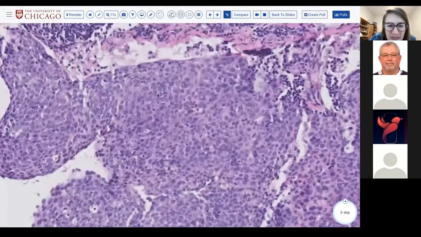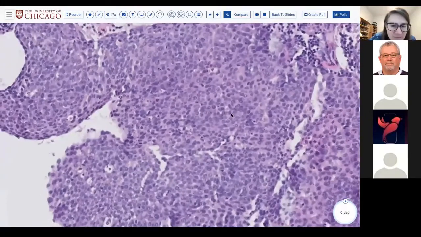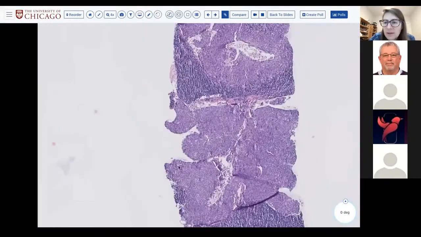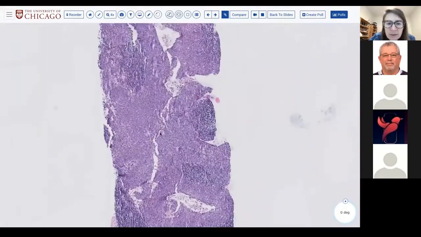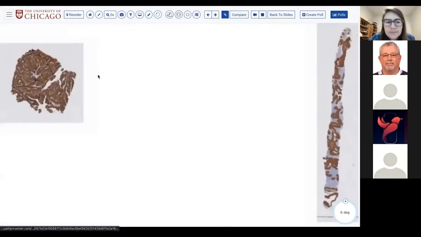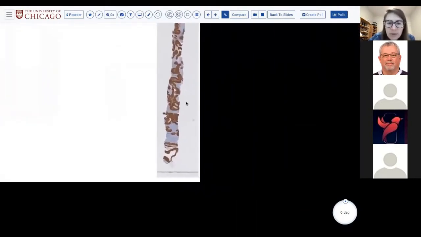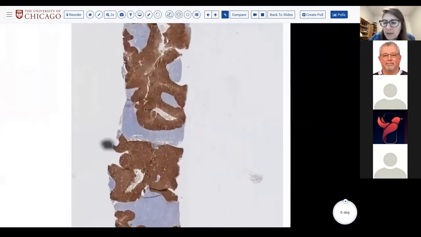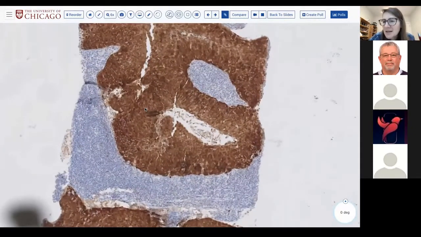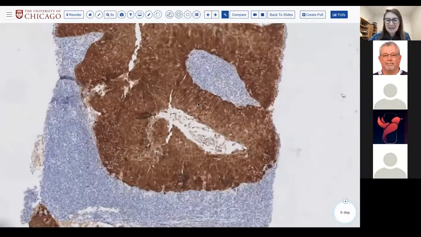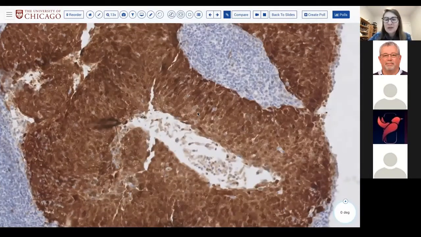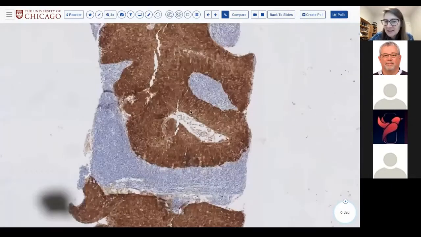There's a lot of apoptotic debris. Does anybody want to stain? Or should I just tell you what it is? All right, so you may, Eber. Okay, so you're thinking about a non-keratinizing squamous cell carcinoma. Excellent. This is P16.